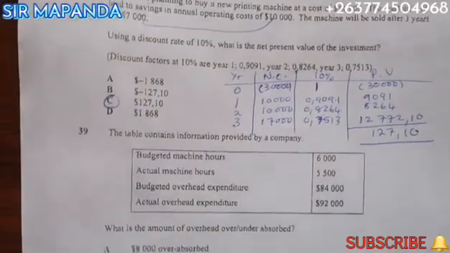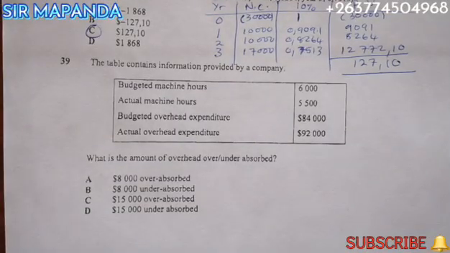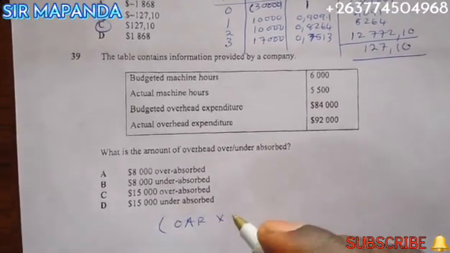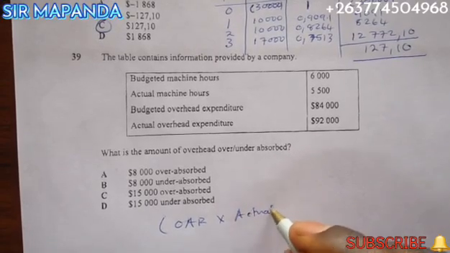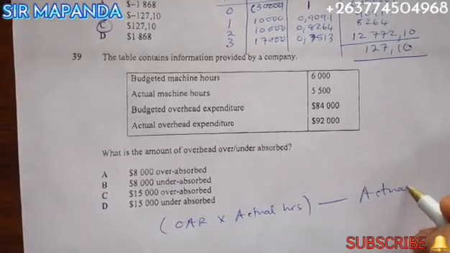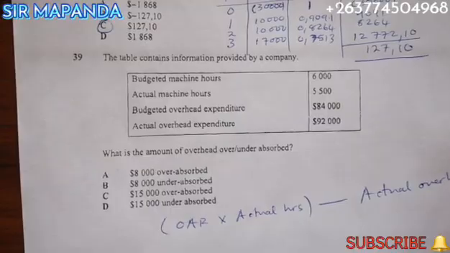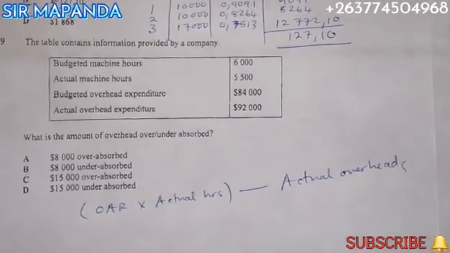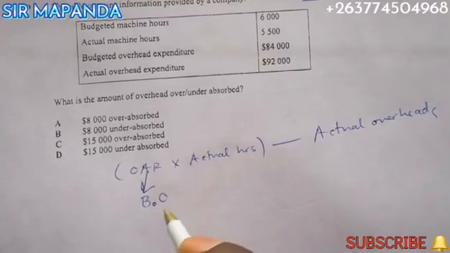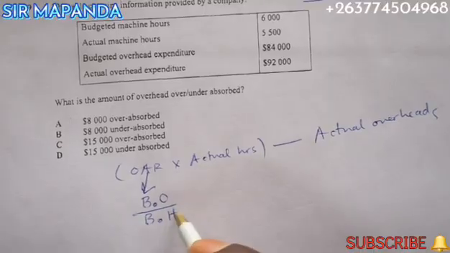We move on to question number 39. It reads, the table contains information provided by a company. What is the amount of overhead over or under absorbed? So the formula that you use is OAR times actual hours minus actual overheads. I hope you are following. So you make use of this formula. For OAR, you say budgeted overheads divided by budgeted hours.